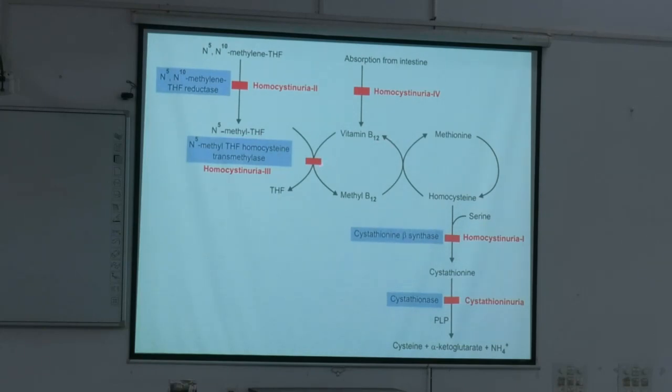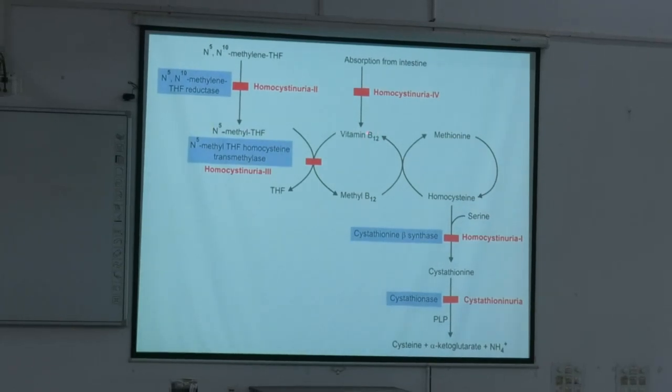These are the symbols of blockage. Blockage means if there is vitamin B12 deficiency here, there is no transfer of methyl group, and this leads to homocystinuria third. And if there is no absorption of vitamin B12, this causes homocystinuria fourth. These all are the causes, and cystathionine beta synthase deficiency causes homocystinuria first.